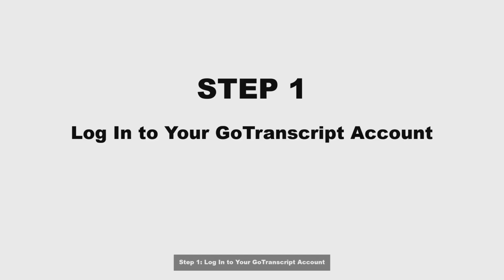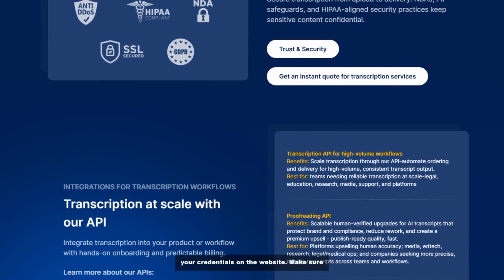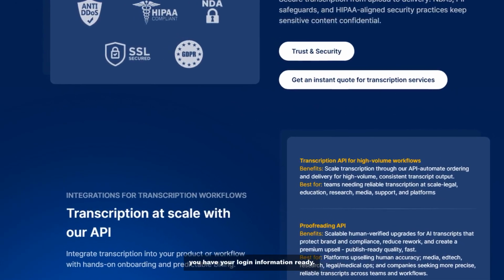Step 1. Log into your GoTranscript account. Access your GoTranscript account by entering your credentials on the website. Make sure you have your login information ready.